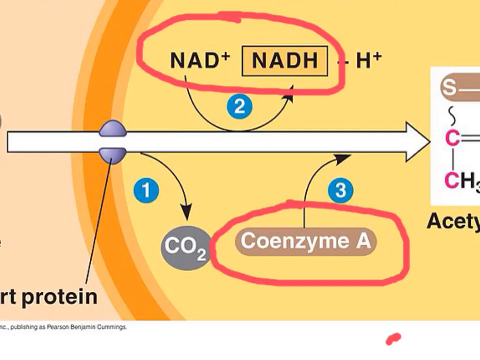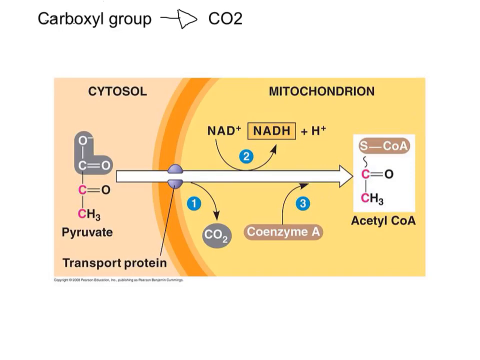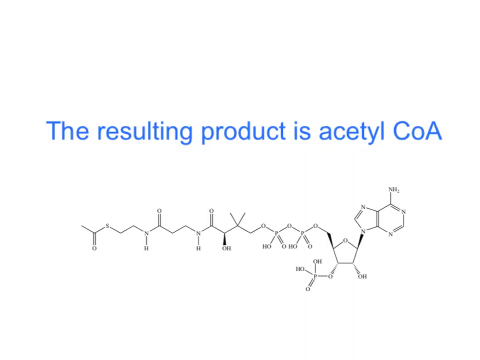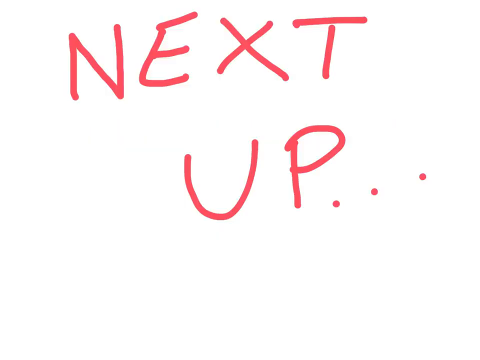Coenzyme A attaches to the acetyl group of the pyruvate molecule, which enables it to be oxidized, while NAD+ is reduced and becomes NADH. As you can see in the picture above, the NAD+ becomes NADH. The remaining carboxyl group is removed as waste in the form of CO2, as seen in the image. In the end, the resulting product is acetyl-CoA, and that is a picture of the molecular diagram of acetyl-CoA.